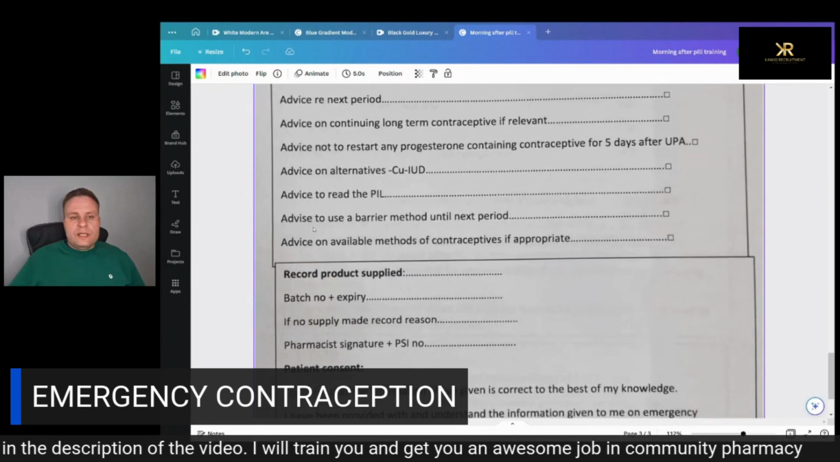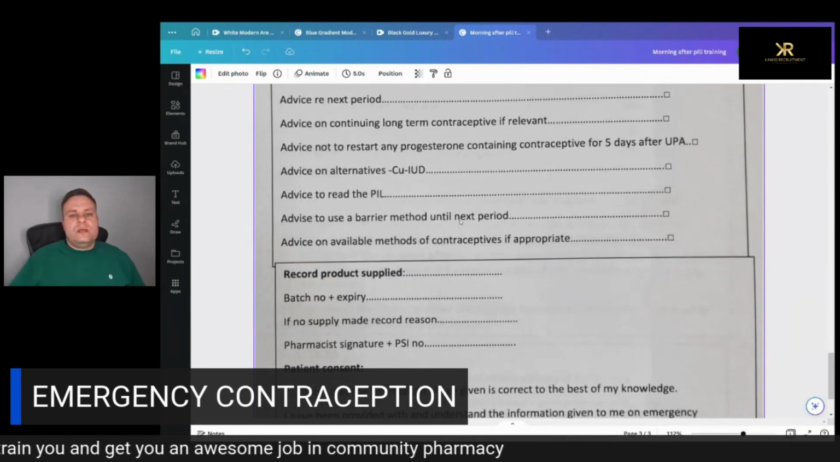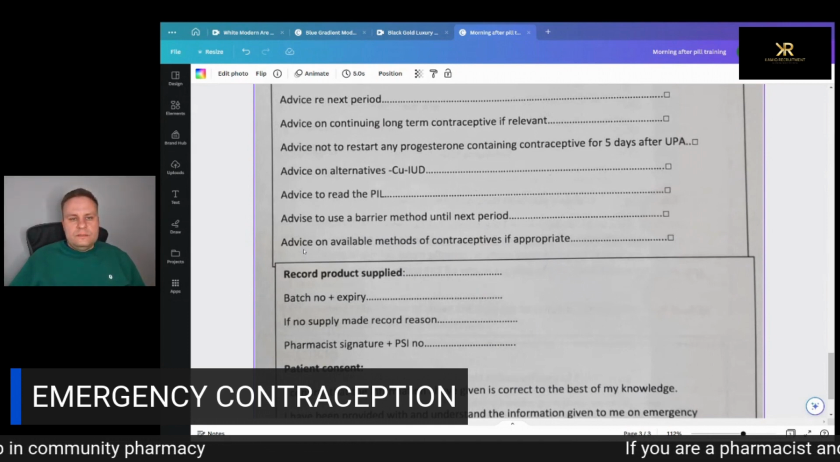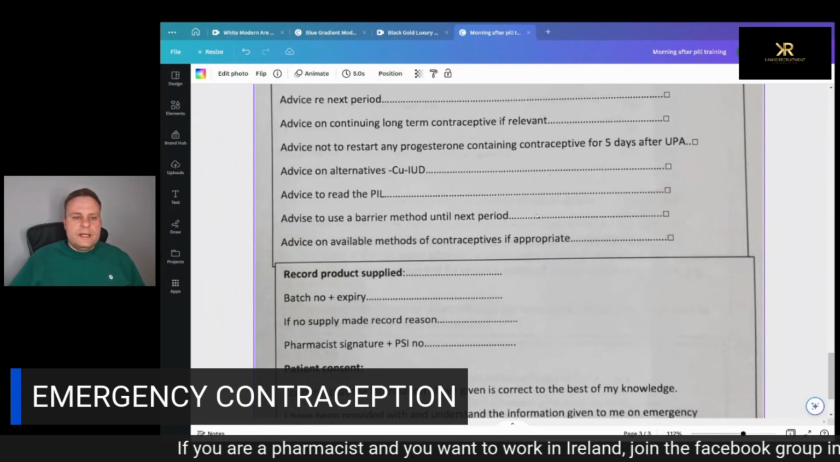Also, you need to advise her to use the barrier contraception method until the next period, and advice on available methods of contraceptives if appropriate.